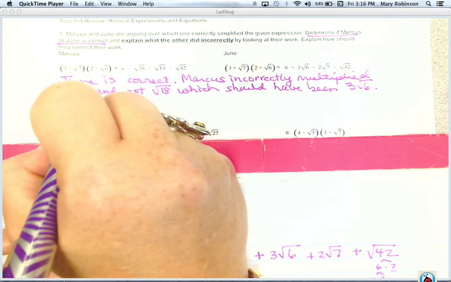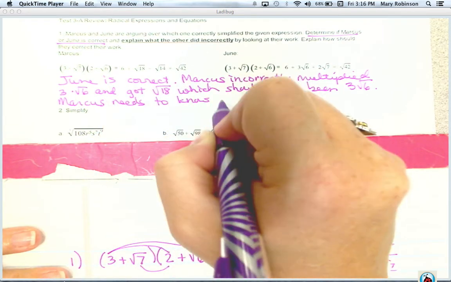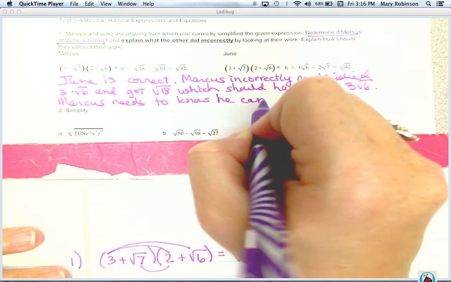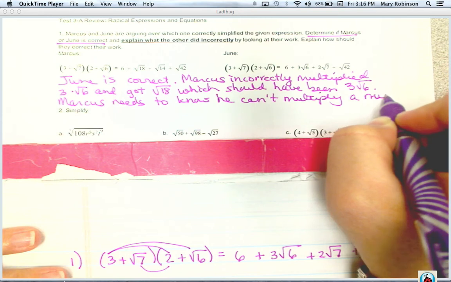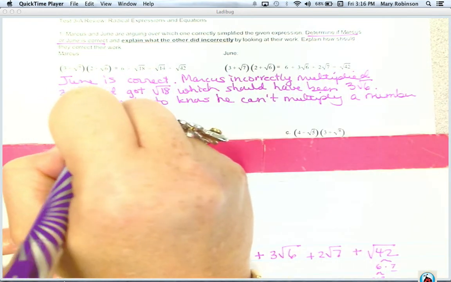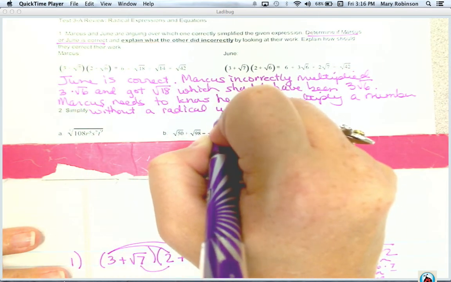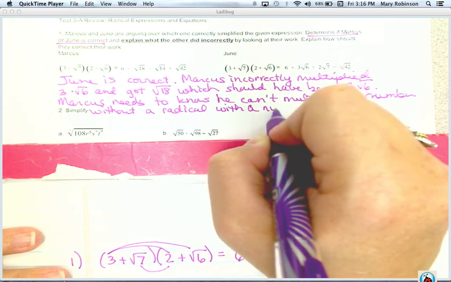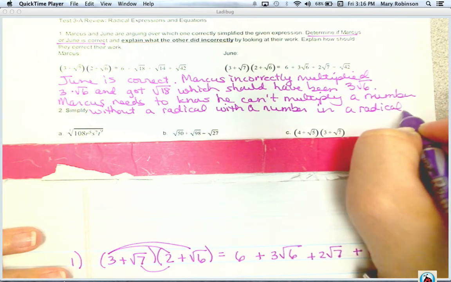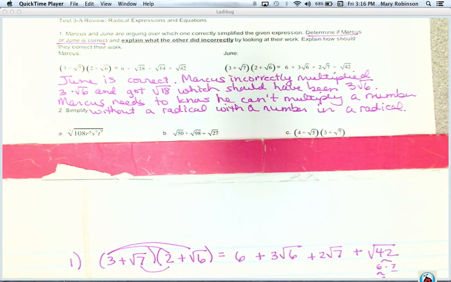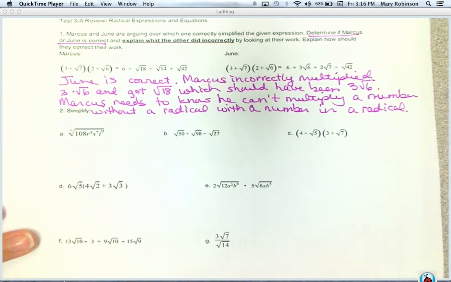So how would they correct it? Marcus needs to know he can't multiply a number without a radical with a number and a radical. Okay, so you can't multiply a number without a radical with the number that does have a radical, okay?